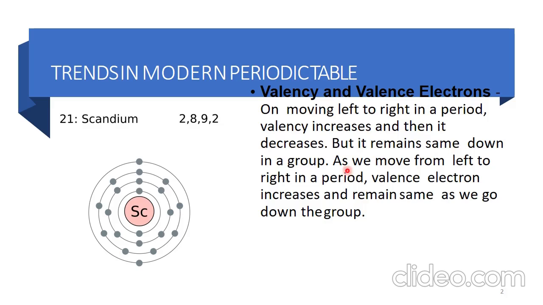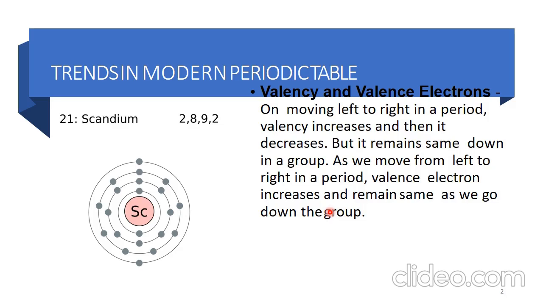On moving left to right in a period, valency increases. When we move left to right in a period, the valency increases, then it decreases. First it increases and then it decreases. On moving left to right, the number of valence electrons increases from 1 to 8.